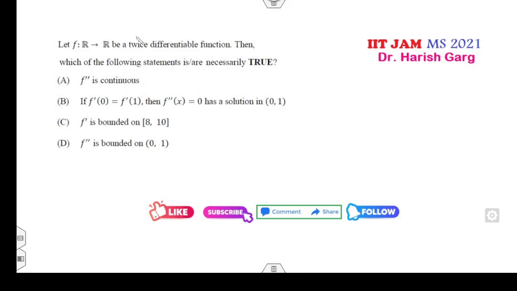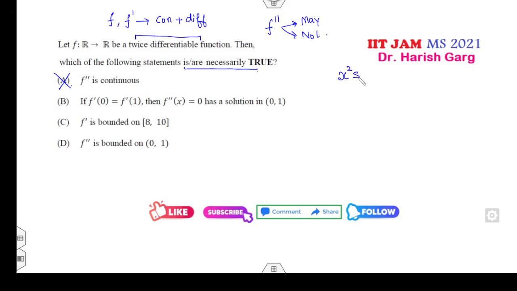f is a twice differentiable function. That means f dash is continuous as well as differentiable, but f double dash may or may not be. Then which of the following statements is or are necessarily true? Now look at the first option. He said f double dash is continuous. Is it true? No. You can choose x square sine 1 over x.